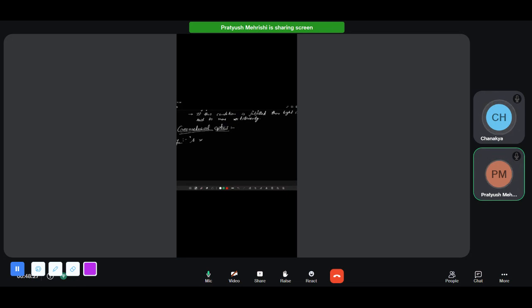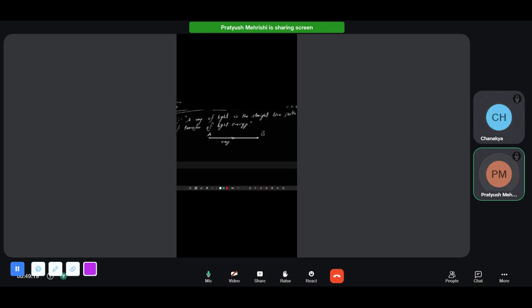Write down: a ray of light is the straight line path of transfer of light energy. Light energy is transferring or moving from one point to another point through this path. This is called a ray of light. This is point A, this is point B, and light is traveling from A to B. So this is a ray of light. Okay, now, take down this definition.